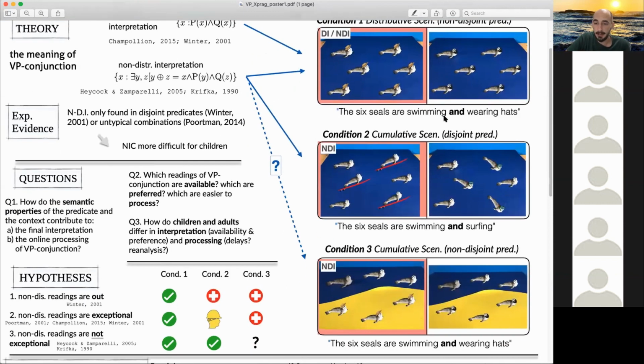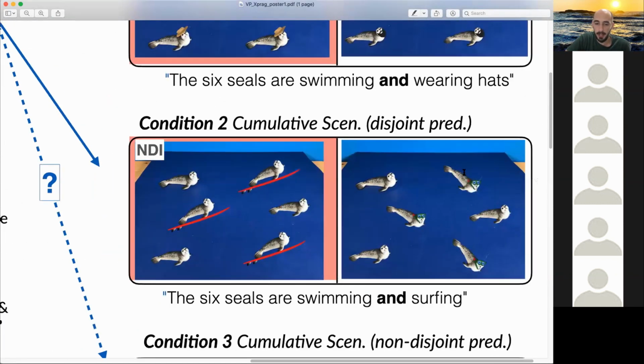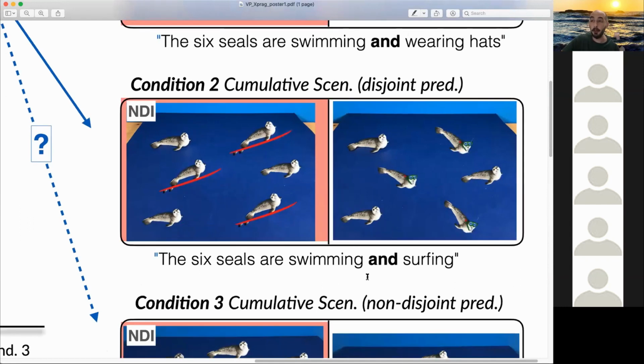Good. But if you look at this scenario here, where the 6 seals are swimming and surfing, swimming and surfing here are two disjoint predicates, or non-compatible predicates, adopting the previous terminology, right? So you cannot be swimming and surfing at the same time. Either you're swimming or you're surfing. So this would be true under the cumulative or non-distributive reading. The distributive reading cannot be true because there cannot be an event in which you're doing both things, okay? So the distributive reading would be false.